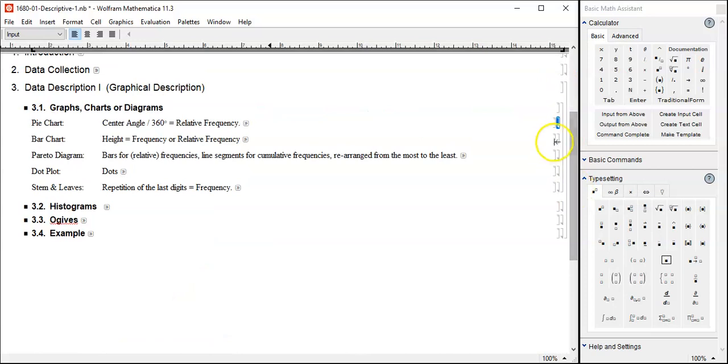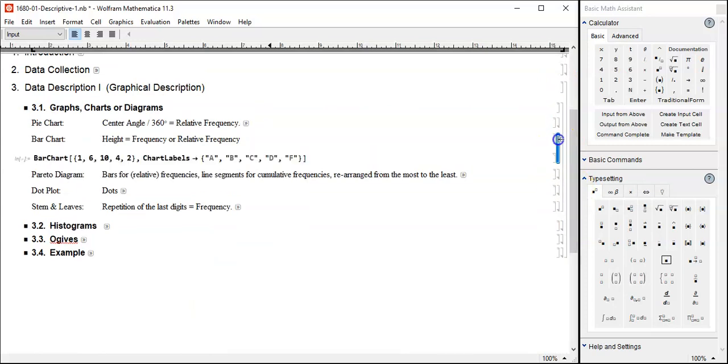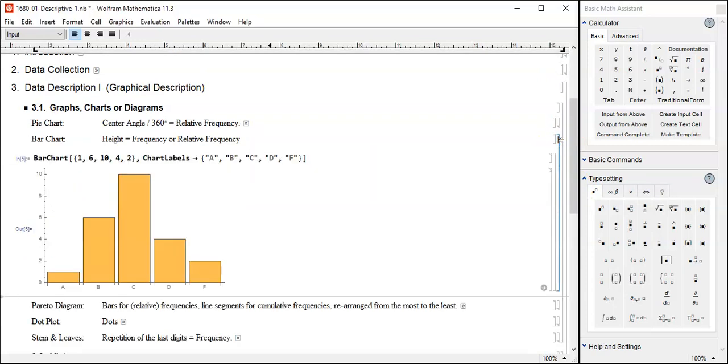Now, another way is to get the bar chart. We have A, B, C, D, and F, and height represents the frequency, how many students failed. Or you can use relative frequency as well. It's going to be the same deal, as a matter of fact. Here I use the frequency. As you can see, the label 10 goes to 10 people like this. 6 goes to 6 people like that.